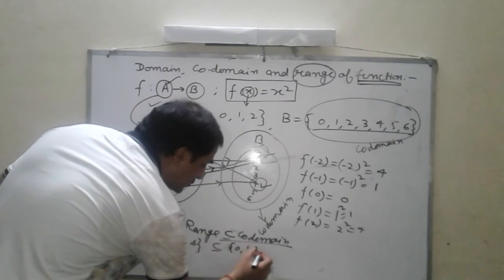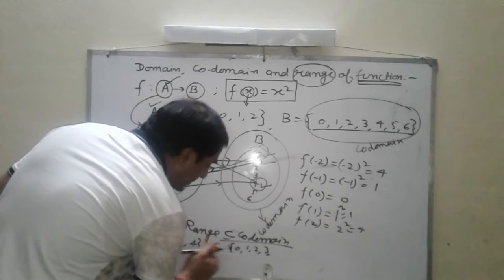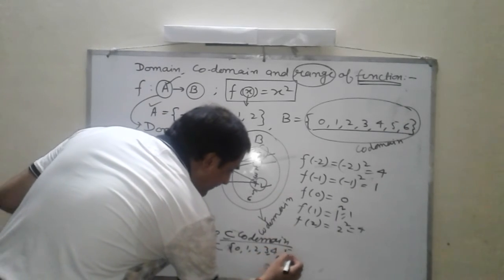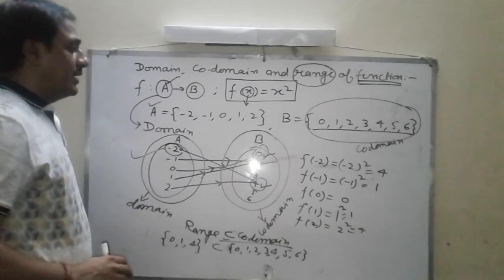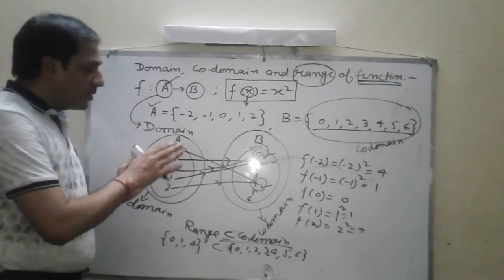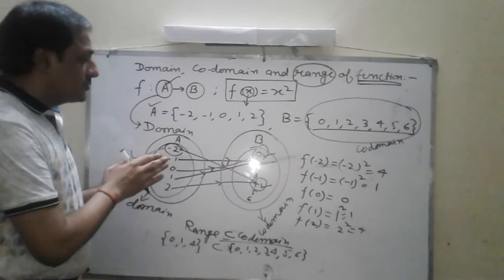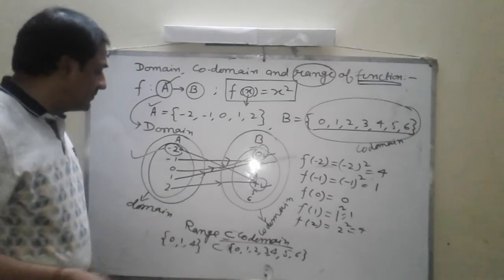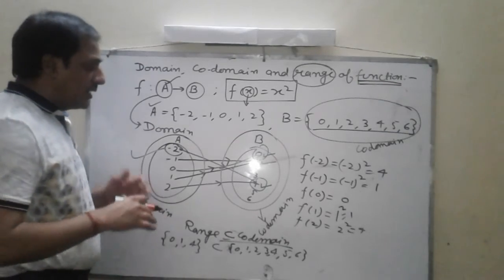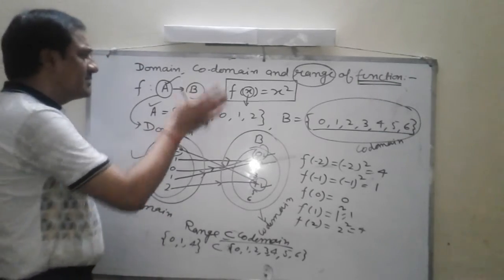0, 1, 2, 3, 4, 5 and 6. So I hope you are understanding this topic, children. You can do the remaining questions by yourself. Okay. So now I am going to repeat all these things once more.